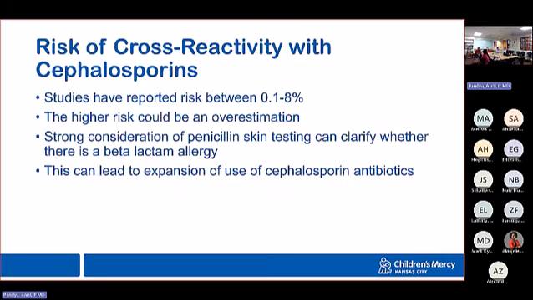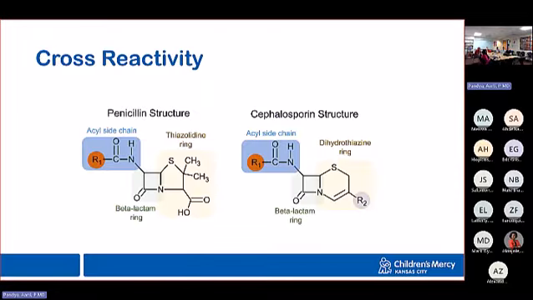Risk of cross-reactivity with cephalosporins. So the cross-reactivity has been variably reported depending on the study that you look at. It's been reported as low as 0.1% and as high as 1%. The higher risk could be an overestimation, hard to tell, because the studies have given us such variable results. So a strong consideration of penicillin skin testing can clarify whether there's a beta-lactam allergy, so you're not avoiding the entire class of antibiotics. And this can lead to expansion of the use of cephalosporin antibiotics.